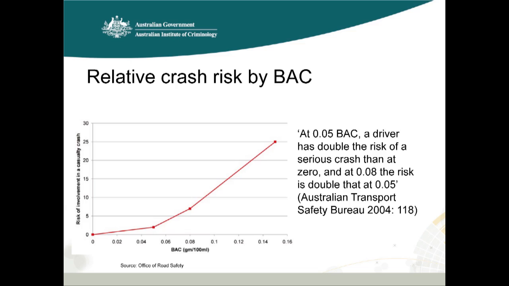These risks have been widely documented in the drink driving literature as illustrated in this graph here. As you can see, the risk of being involved in a serious crash increases significantly as the blood alcohol concentration, or BAC, increases, so that at 0.05, a driver has double the risk of a serious crash than at 0, and at 0.08, the risk is double that at 0.05.